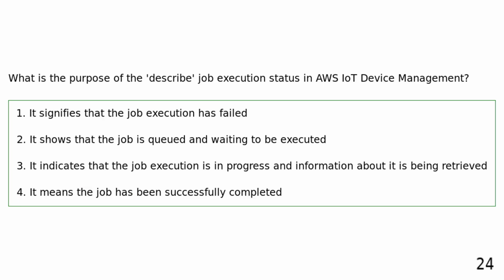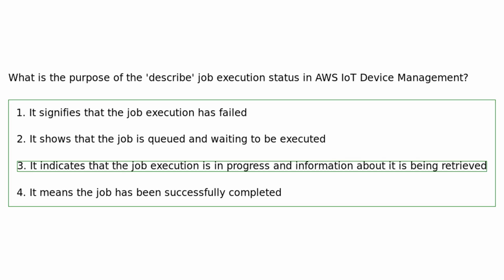What is the purpose of the Describe Job Execution Status in AWS IoT Device Management? It signifies that the job execution has failed. It shows that the job is queued and waiting to be executed. It indicates that the job execution is in progress and information about it is being retrieved. It means the job has been successfully completed.